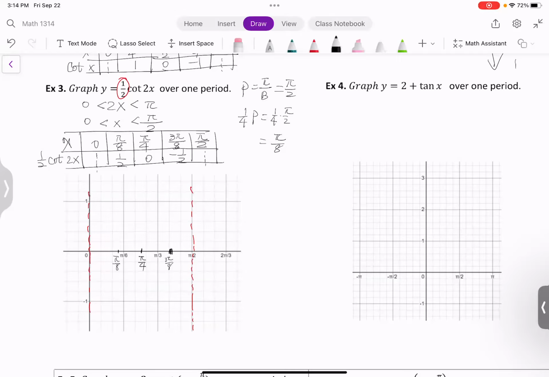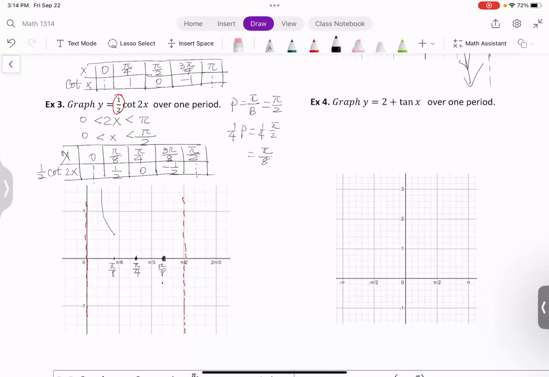So I got the x value. What is the y's value? 1/2 here, 0, and -1/2 is here. Then use a smooth curve to connect them. The graph must go across the points. Okay, this is the function of cotangent.